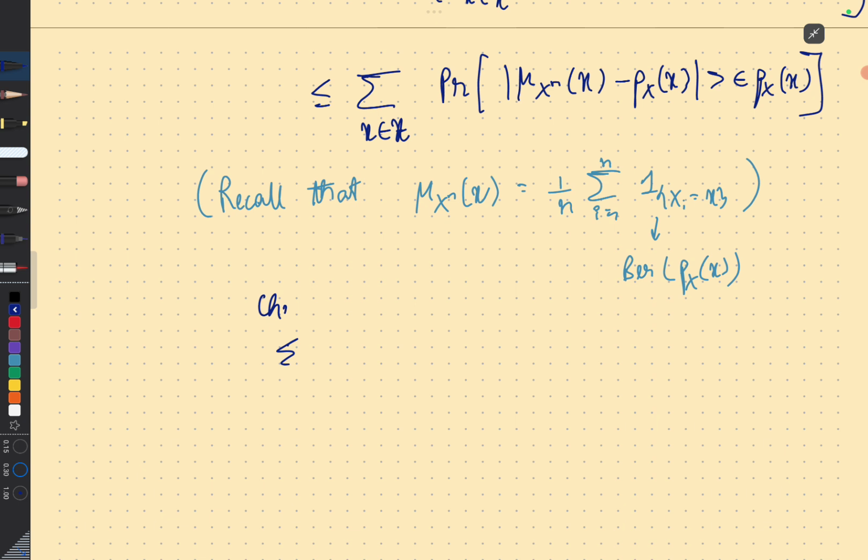So just using Chernoff, this is less than or equal to the summation over all possible x of 2 times e to the power minus n p_X(x) epsilon squared divided by 3. Again, keep in mind that epsilon is something that's very small, much smaller than 1. So this bound can be used directly. This holds true for all epsilon less than 1.